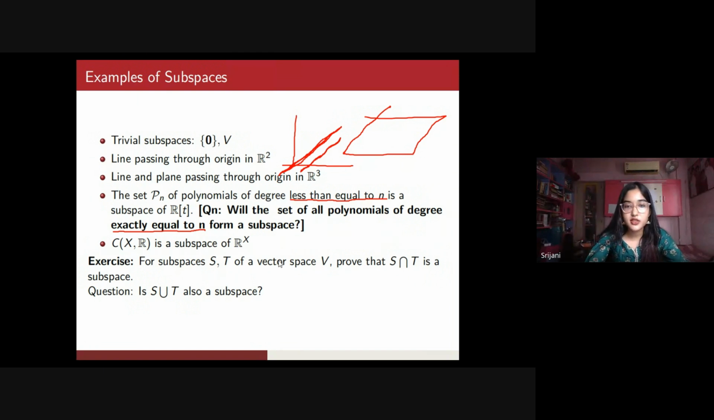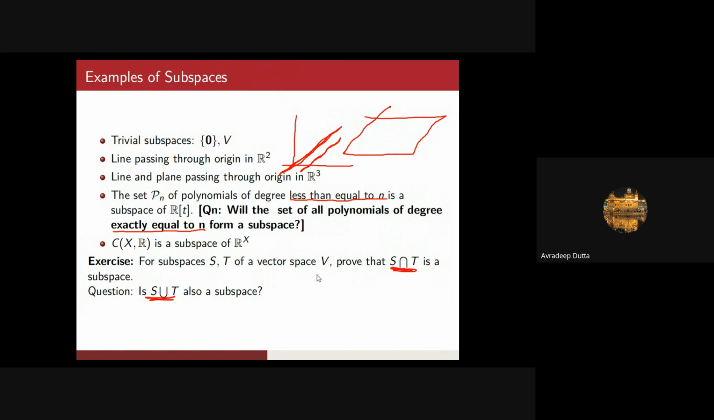Now the question is, it is easy to see that S intersection T is also a subspace if S and T are subspaces. Why? You just use the definition. Take any element in S intersection T, it is in both S and T, so it will satisfy all the properties. So this will also be a subspace. But will the union also be a subspace? Generally not, maybe a subspace in special cases, but generally it is not.